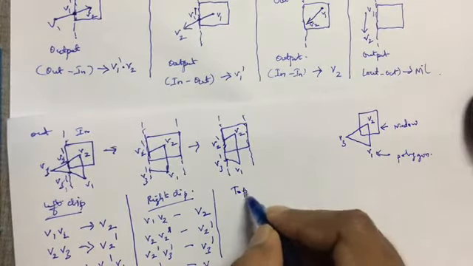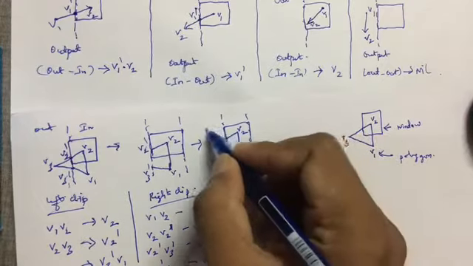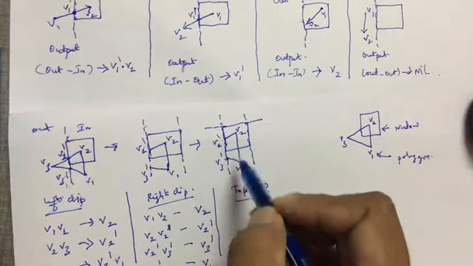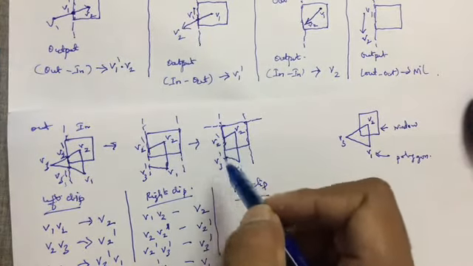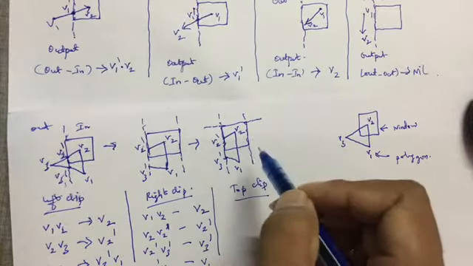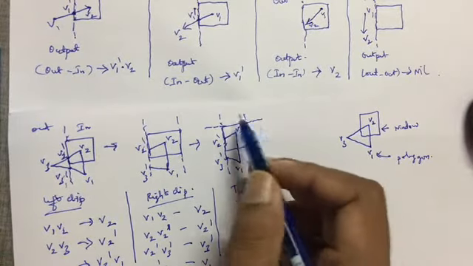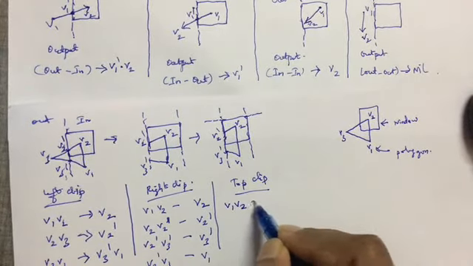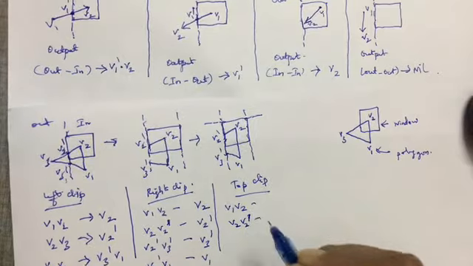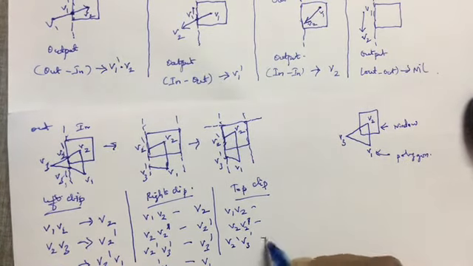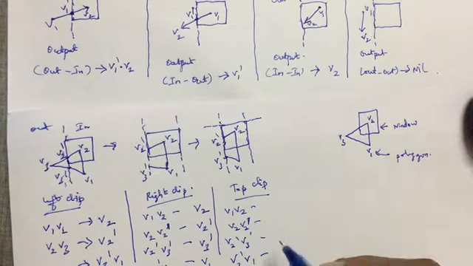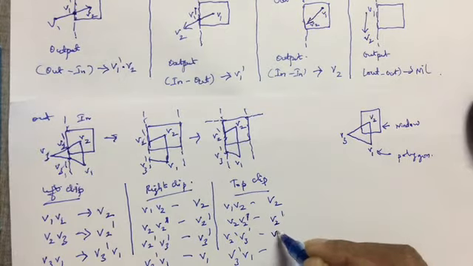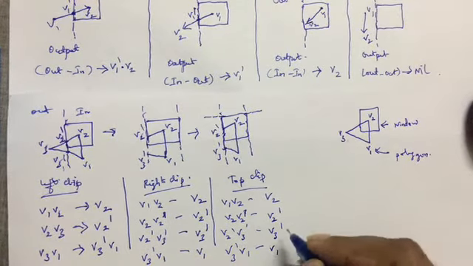Now top clip. In this case also, all the edges V1, V2, V2, V2 dash, V2 dash, V3 dash, V3 dash, V1 are safe between the margins, left margin, right margin, top margin. So there will be no changes in the output, like the previous step.